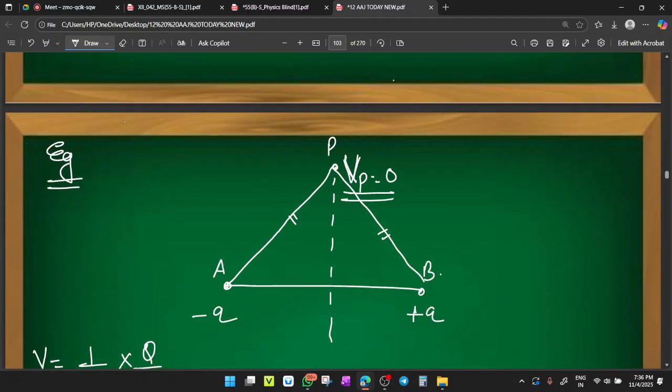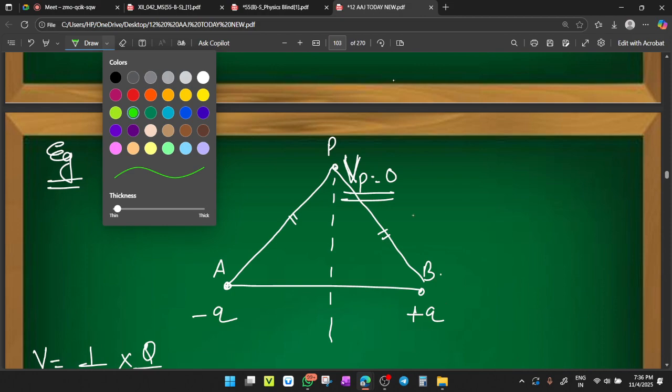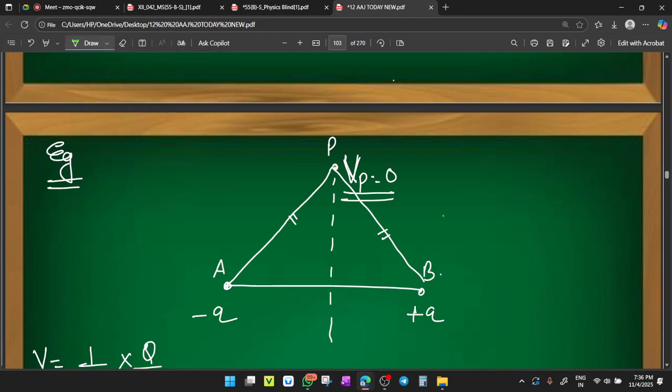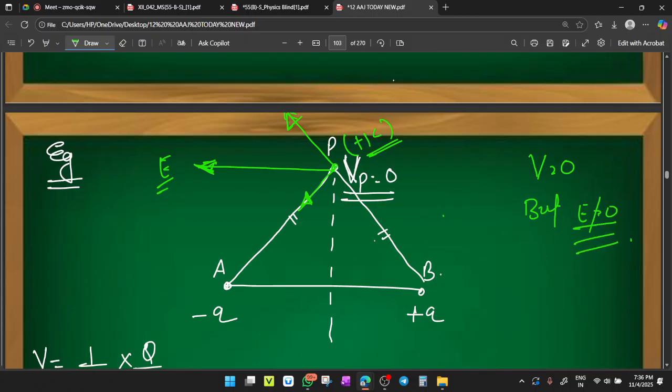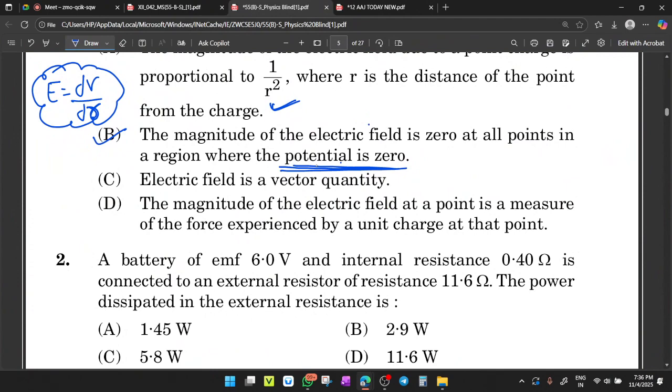But when you're talking about electric field, see here, the electric field is for a unit positive charge. To find the electric field, you have to place a unit positive charge. The direction here is this, and here the direction of electric field is outward. Now the resultant of the two vectors will be passing through this. So here this is the electric field. Clearly V equals 0, but E is not equal to 0. Got it?